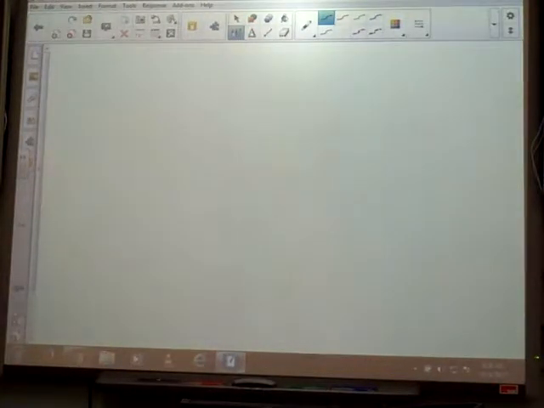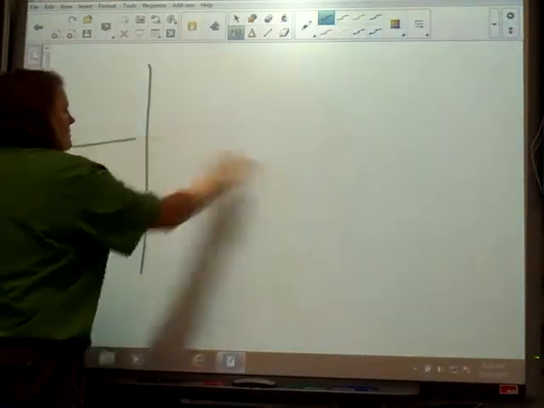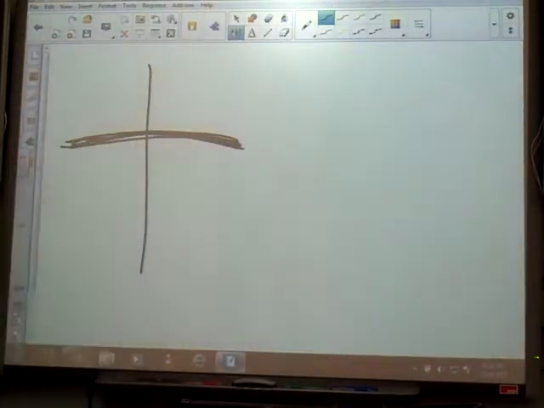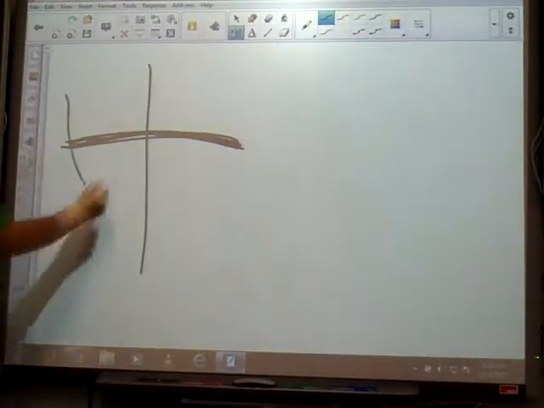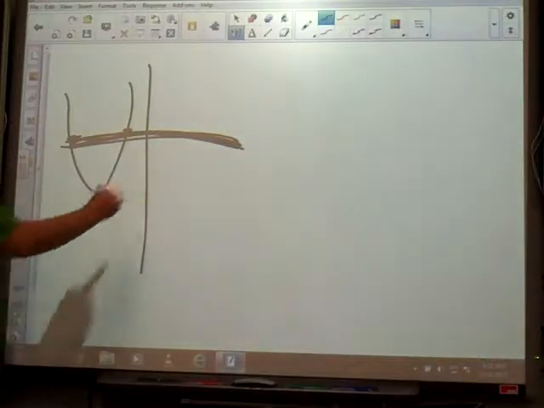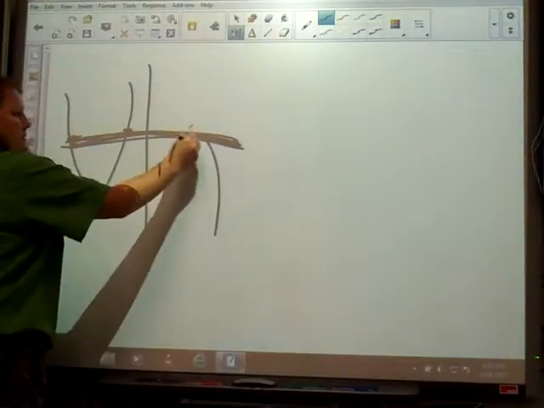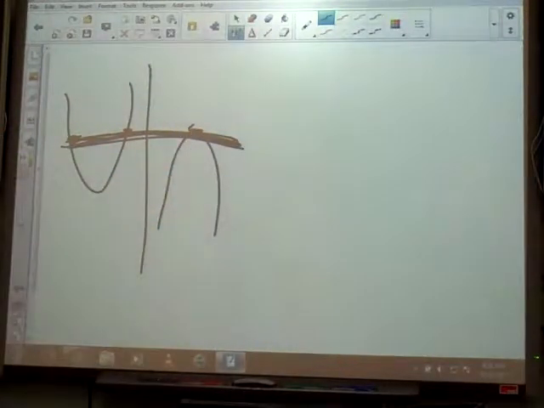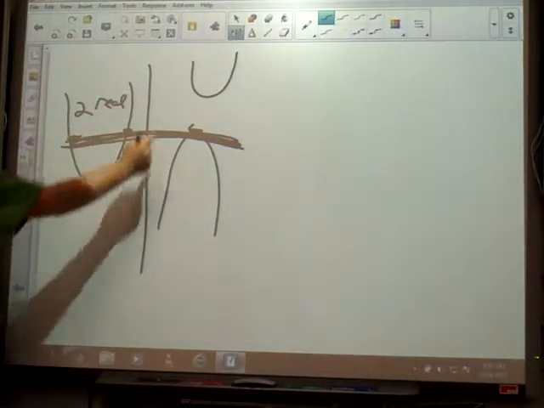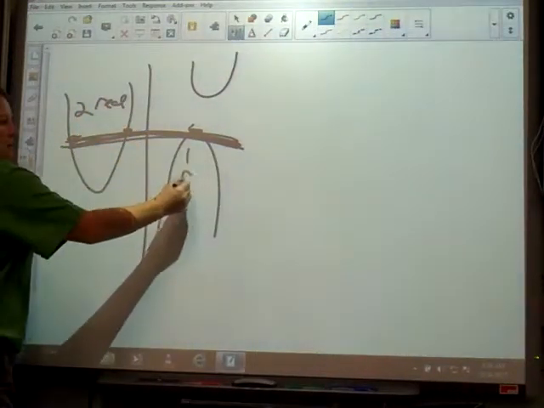Alright, we know that zeros or roots or solutions are where we cross the x-axis. So if we've got a parabola, we could have two real solutions. We could have one real solution. One that never crosses it has no real solution, which makes them be imaginary. So something that crosses it twice, you're going to write two real. Something that hits it once, you're going to write one real.